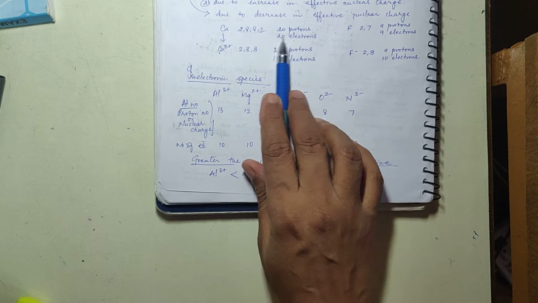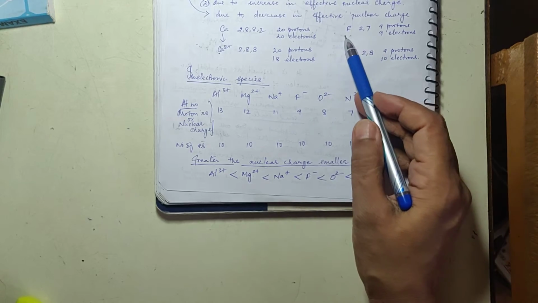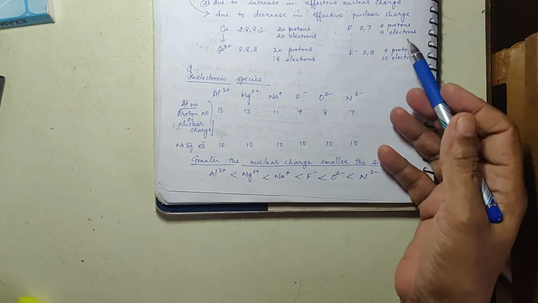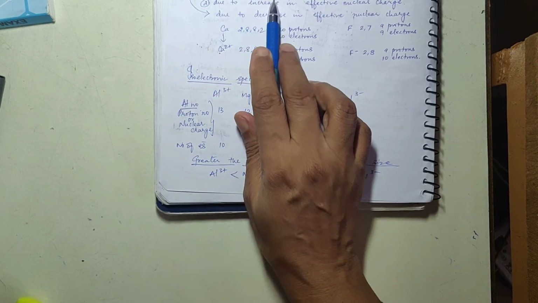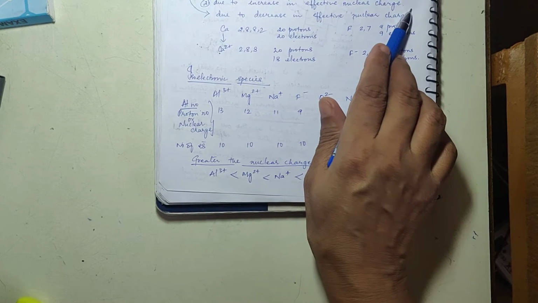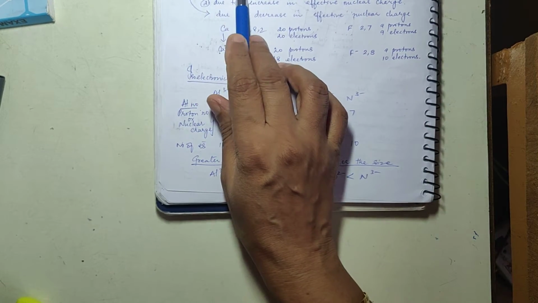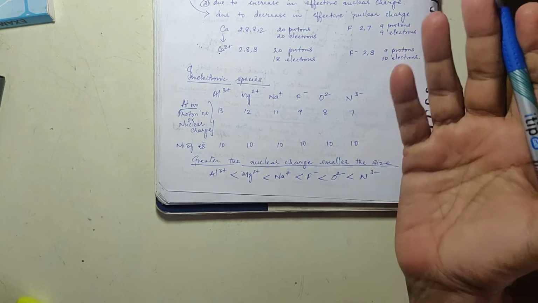2, 8, 8, 2: 20 protons and 20 electrons. 2+ will have 20 protons and 18 electrons. Here I have considered fluorine. I told you about chlorine; it is nothing but the same. So in the case of a cation, the size is smaller due to a decrease in the number of shells and due to an increase in effective nuclear charge. Now when you consider an anion, due to a decrease in effective nuclear charge, the size will be bigger.